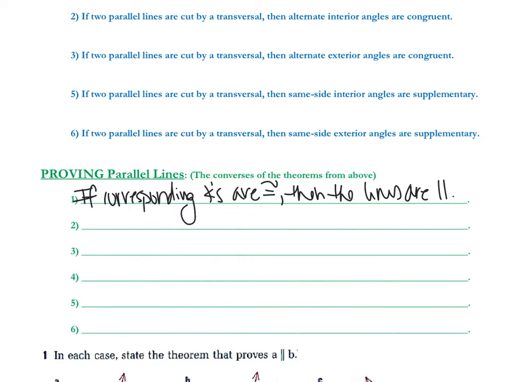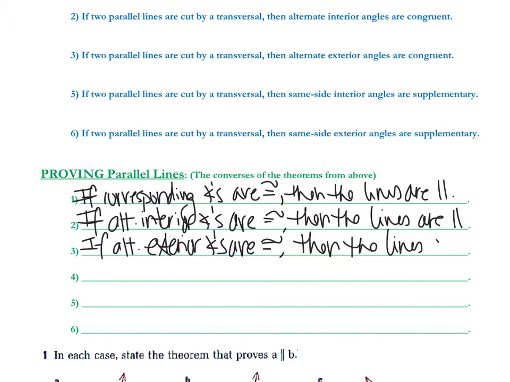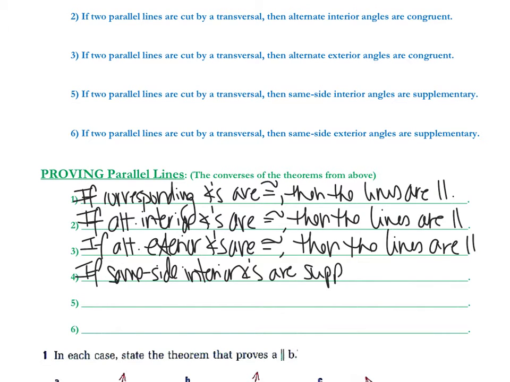So the next one would be: if alternate interior angles are congruent, then the lines are parallel. The next one would be: if alternate exterior angles are congruent, then the lines are parallel. Okay, so that takes care of our congruent ones. The next one is if they are supplementary. So if same side interior angles are supplementary, then the lines are parallel.